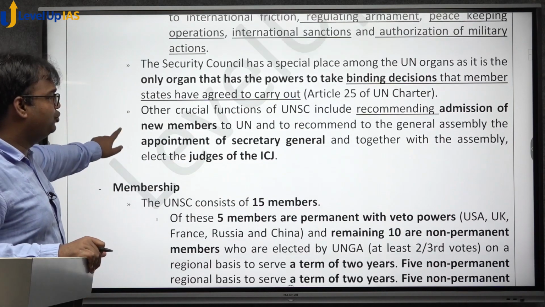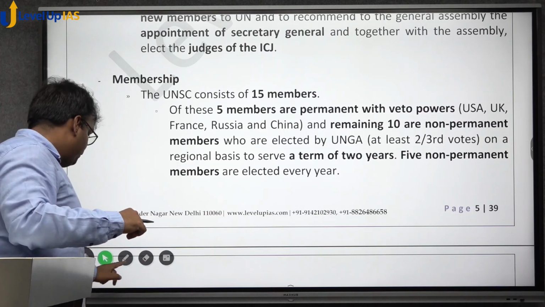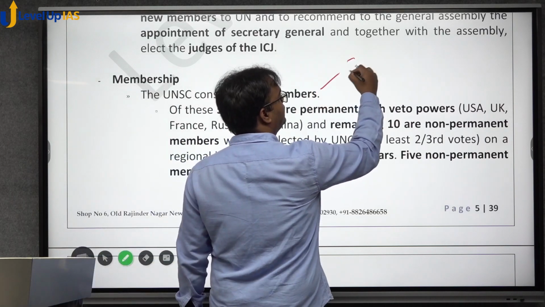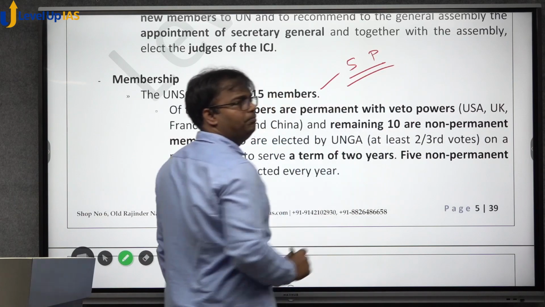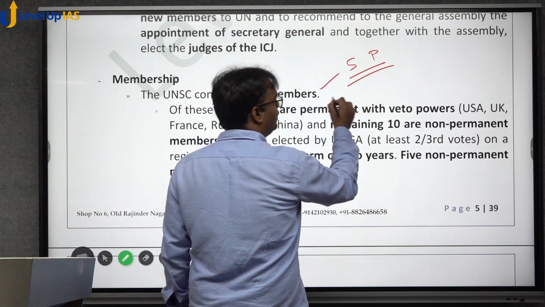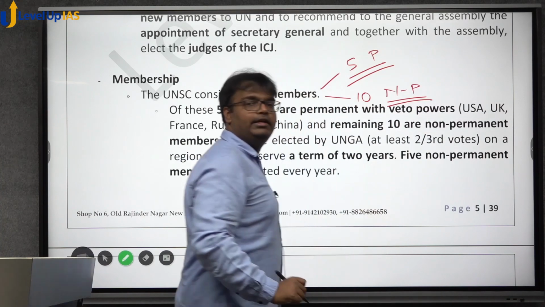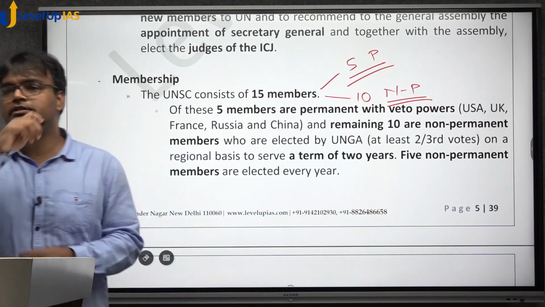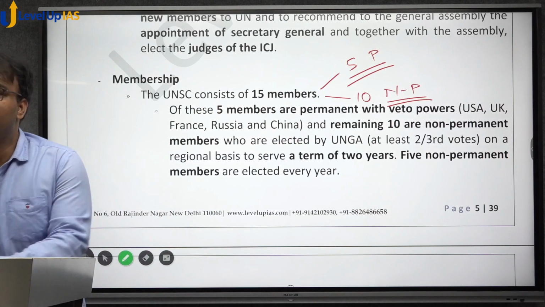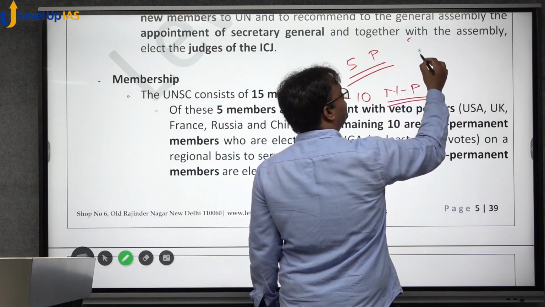Now come to the issue of membership. The United Nations Security Council has 15 members. Of these 15 members, 5 are permanent, whom we also call P5 members. 10 are non-permanent members. India was recently elected as a non-permanent member in the United Nations Security Council. And the decisions taken by the United Nations Security Council are taken by these 15 members.